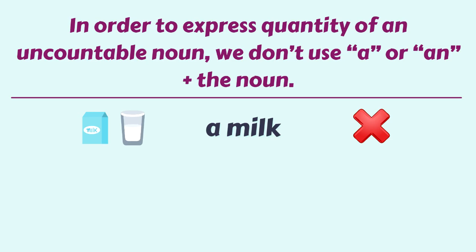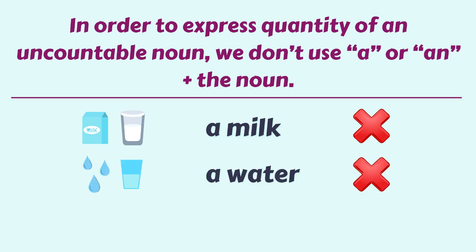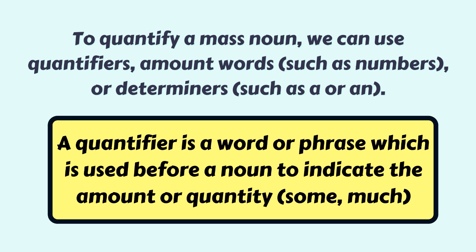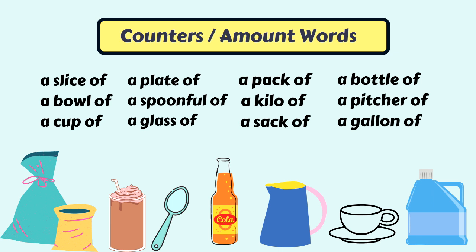In order to express quantity of an uncountable noun, we don't use article a or an plus the noun. So we don't say a milk, a water, or a salt. Kasi hindi naman pwedeng bilangin ng isa-isa ang mga mass nouns. Paano gagamitin ang mass nouns sa sentence? Kapag singular, we can use quantifiers like a cup of, a pinch of, or a bag of. Yung quantifier ang magbibigay ng bilang sa noun.